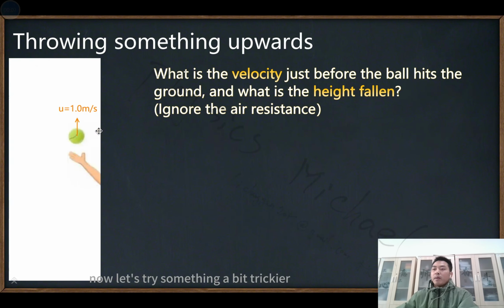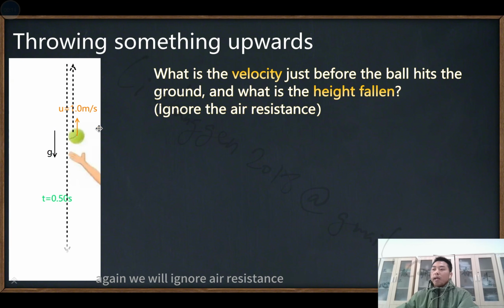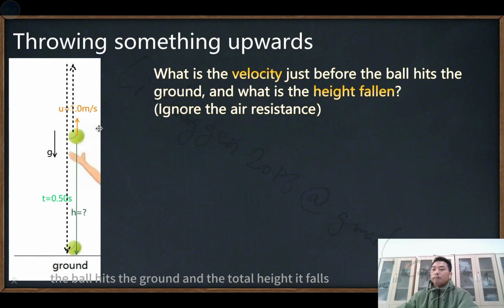Now, let's try something a bit trickier, throwing a ball upward. Suppose a ball is thrown upward with an initial velocity of 1 meter per second. It takes 0.5 seconds to reach the ground. Again, we will ignore air resistance. We are asked to find the velocity just before the ball hits the ground and the total height it falls.